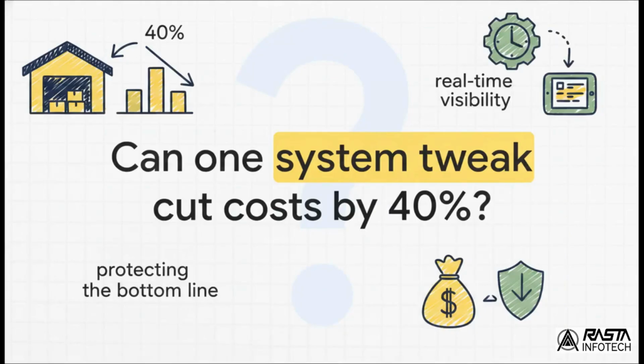So what does this all mean for the bottom line? Well, what if I told you a single system tweak could cut costs by 40%? Yeah, 40%. That is a massive number for any C-suite executive. Keep that number tucked in the back of your mind as we go through this today. We're going to look at a real-world case study a little later where a large manufacturing client achieved exactly that, a 40% cost reduction plus real-time inventory visibility, literally just by getting this one operational area completely dialed in.